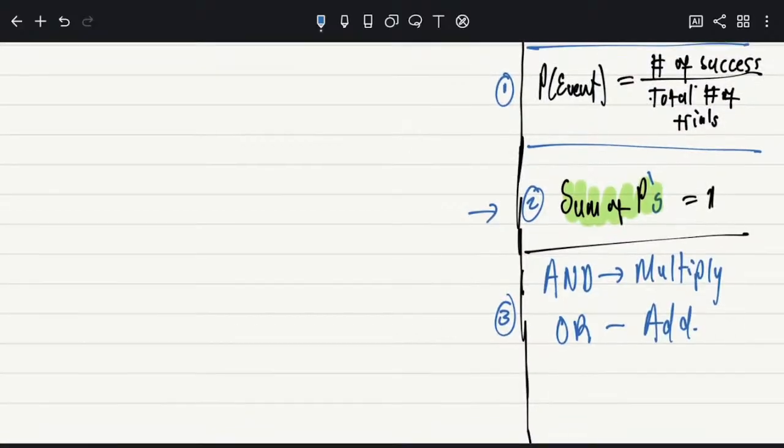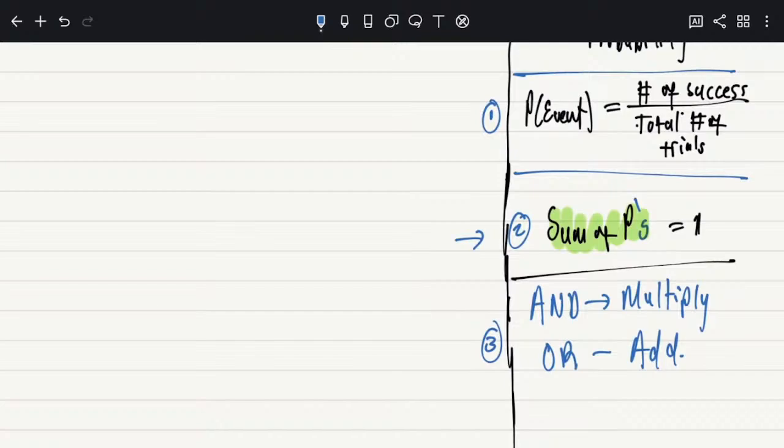So probabilities add to give you 1. Don't forget, people, probabilities should add to give you 1. So if you know this, you know the whole chapter.